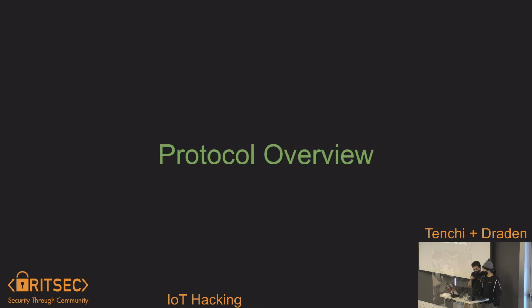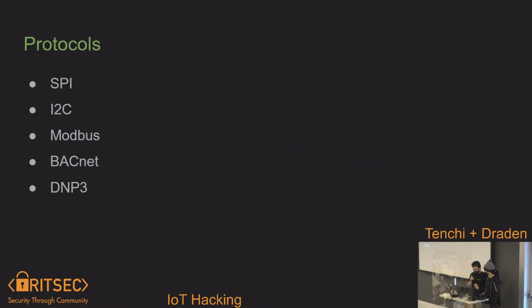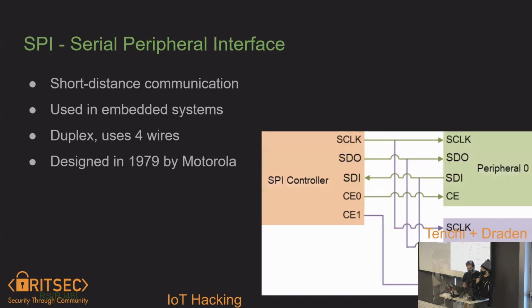So we're going to talk about the protocols now. It's just an overview. Yep, so this should be a short overview, but the first protocol we're going to cover is SPI. SPI stands for Serial Peripheral Interface. This is mostly used in embedded systems for short distance communication. It's full duplex, so you can send data both ways. It was designed in 1979 by Motorola.